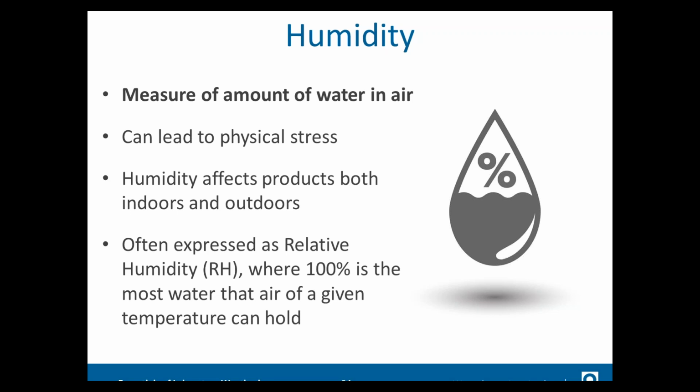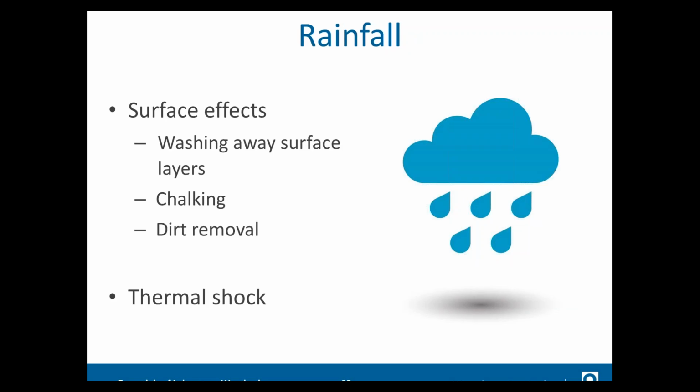The next form that we're going to be talking about is rainfall. Rainfall is the obvious effect that we think about when we think about weathering. It can wash away surface layers. A lot of materials experience chalking or dirt accumulation, and over time those can actually cause resistance to further photodegradation, and rainfall can wash those layers away and continue photodegradation on those materials. And also rainfall is the best way for us to do thermal shock. For fast thermal changes, that's the only way to do it.